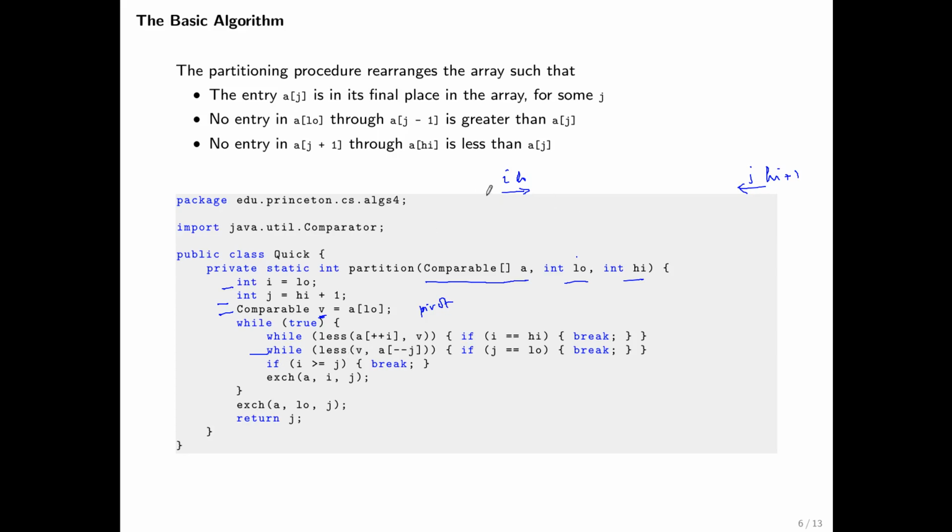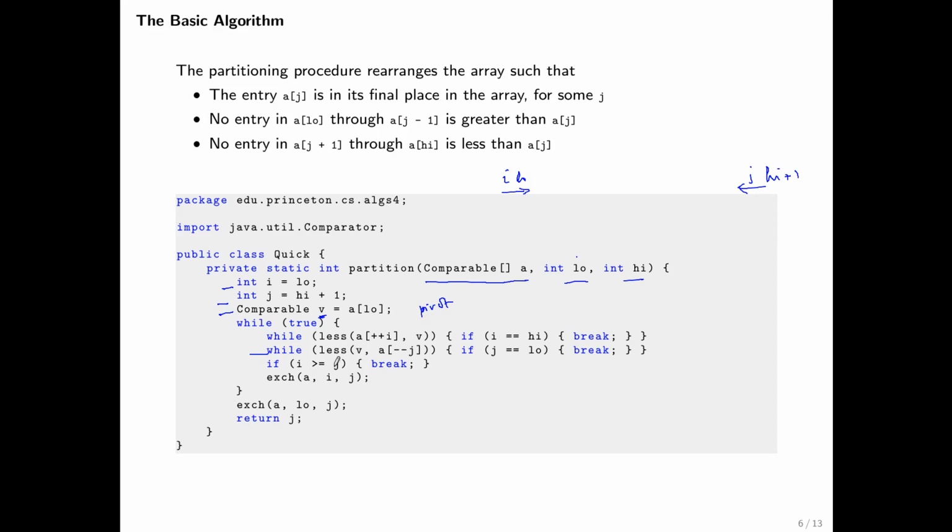So from this side, we look for an element that is greater than or equal to the pivot, and from this side, we look for an element that is less than or equal to the pivot. Once we have found these indices, we need to check if i is greater than or equal to j. If this is true, that means that i and j have crossed sides, in which case we break this while loop. This break will break the outer while loop, and that happens precisely when these two pointers cross sides.